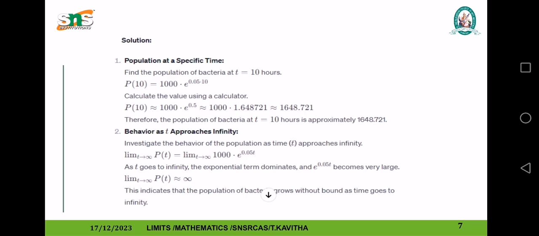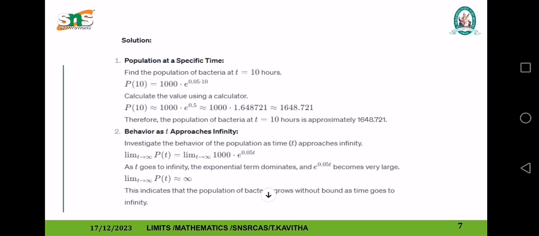Therefore, we have to find two things in the answer. Number one, population at a specific time. Find the population of bacteria at t equal to 10 hours. P of 10 is equal to 1000 into e power 0.05 into 10. Using a calculator, P of 10 is 1000 into e power 0.5. Then e power 0.5 value is 1.648721. Then P of 10 is equal to 1648.721.